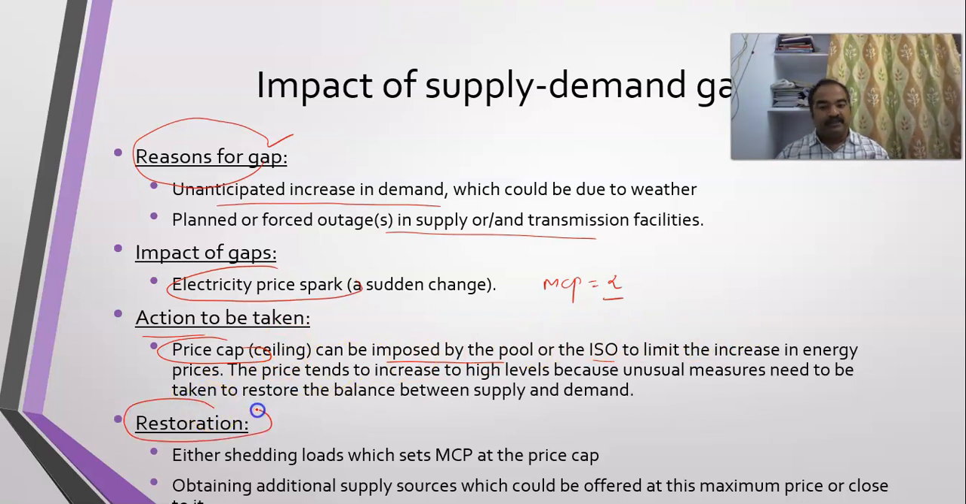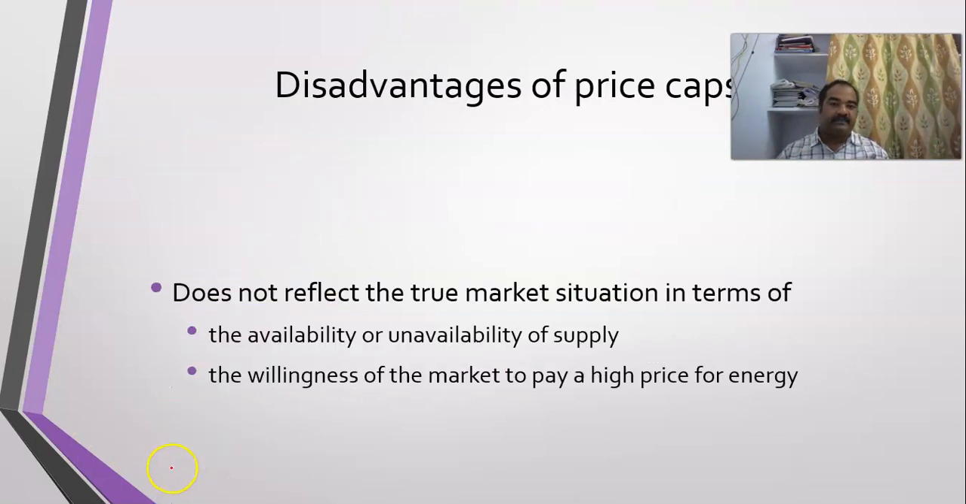Now, how to restore these things back? If the supply is low when compared to the demand, you should shed some demand. This will make the intersection of the supply and demand curves. Or otherwise, you should bring in additional supply sources, what we call reserves. In either of these ways, you can restore the system.